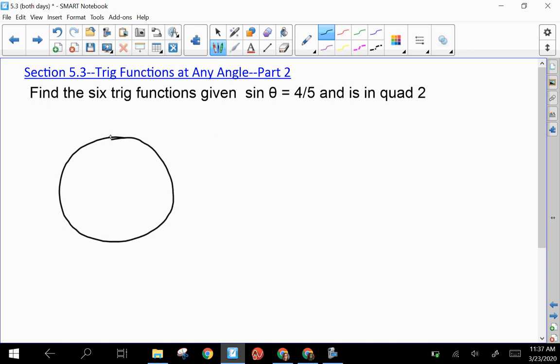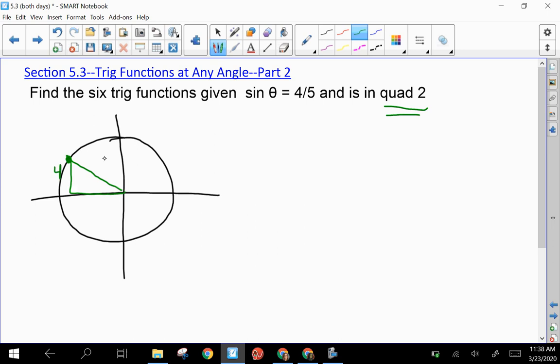That sine value is positive, but there are 2 quadrants in which sine is positive, so we need more information in order to know where to put that triangle. So they tell us quadrant 2, that's important. I don't think my drawing is to scale, unfortunately.